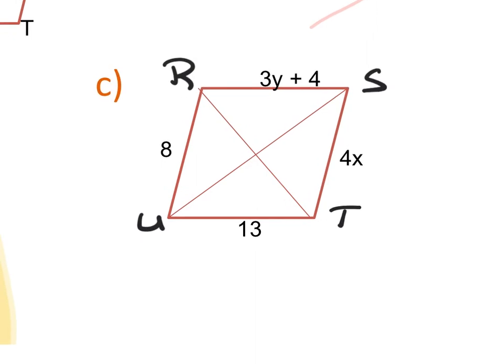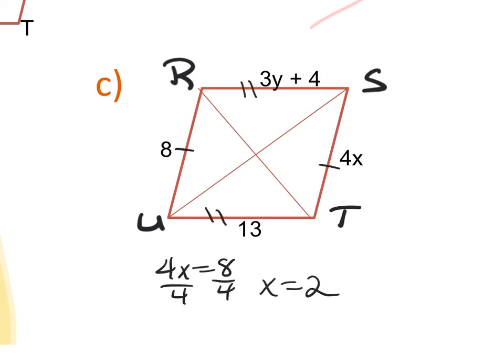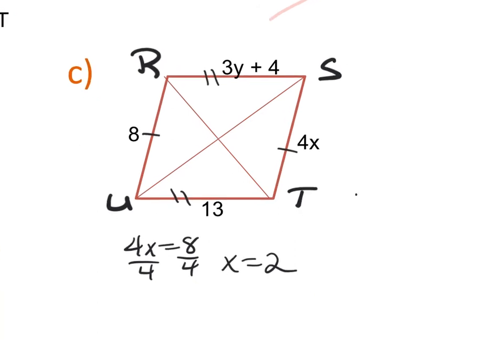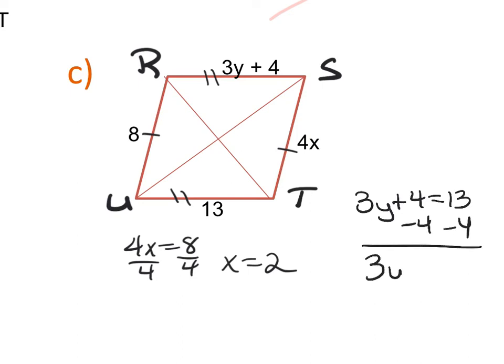How are we going to find the value of X? Good. Opposite sides are congruent. So 4X equals 8. Divide by 4, and X equals 2. I'm going to do exactly the same thing for Y because opposite sides are congruent. So 3Y plus 4 equals 13. Subtract the 4. Divide by 3. And Y equals 3.